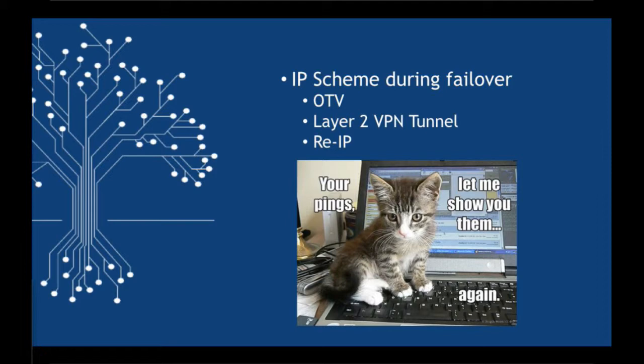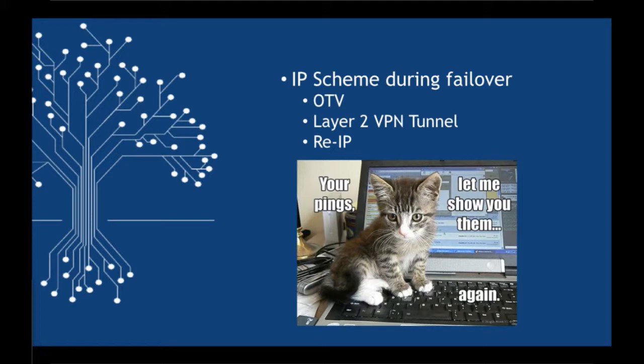You can also do things like a layer 2 VPN tunnel, which comes with its own caveats, like BUM traffic going across your WAN. So you'd have floods on the switches that would go across the WAN, which may eat up your bandwidth and it may not be desirable. Or lastly, you can do re-IP of the virtual machines.